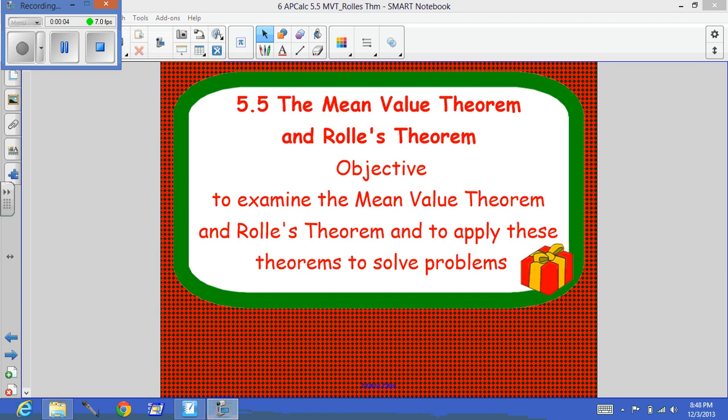And today we are looking at section 5.5, the mean value theorem and Rolle's theorem. Our objective is to examine the mean value theorem and Rolle's theorem and to apply these theorems to solve problems. It's a pretty short lesson.